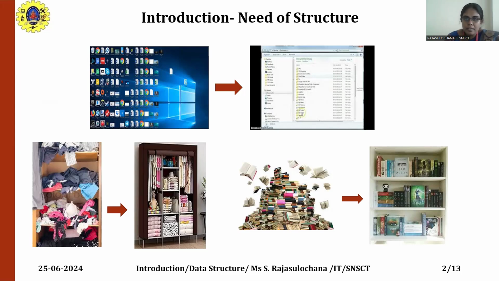So now just look at the bottom four images alone. What do you think about the first image and the third image? Do those images show an organized way of arranging things? If you look at the first image where the clothes are dumped inside the cupboard, do you think the clothes are organized inside the cupboard? No. Again, if you look at the third image, are those books organized? Again, the answer is no.